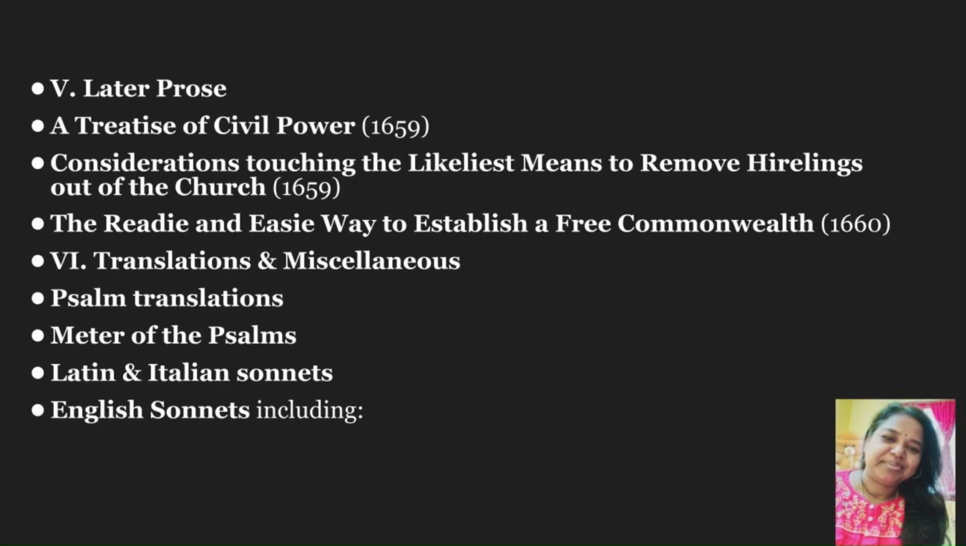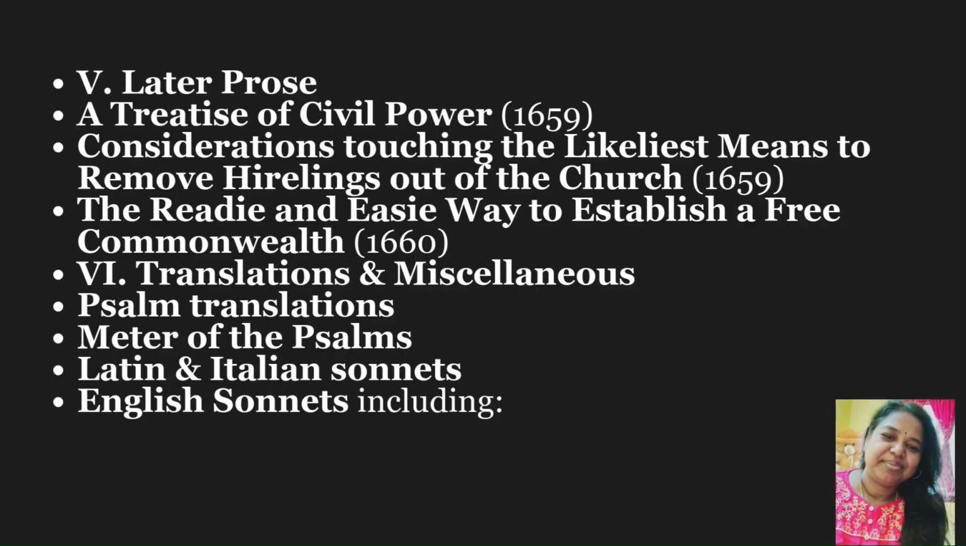Later prose works are as follows. A Treatise of Civil Power was written in 1659. Considerations Touching the Likeliest Means to Remove Hirelings out of the Church was written in 1659. The Readie and Easy Way to Establish a Free Commonwealth was written in 1660.